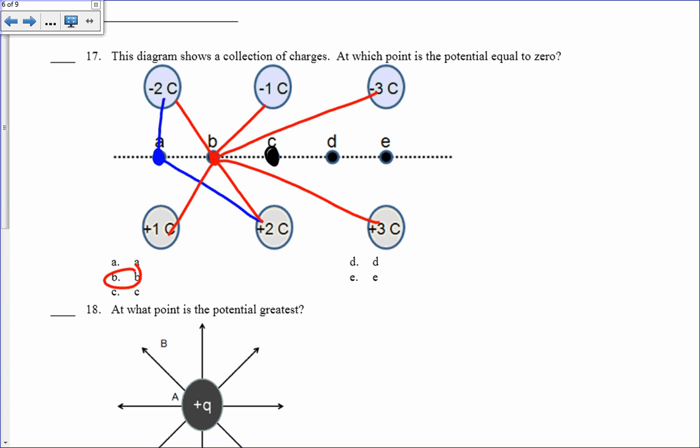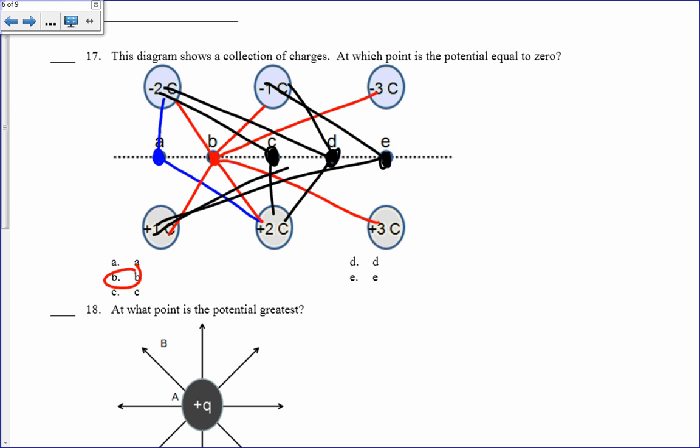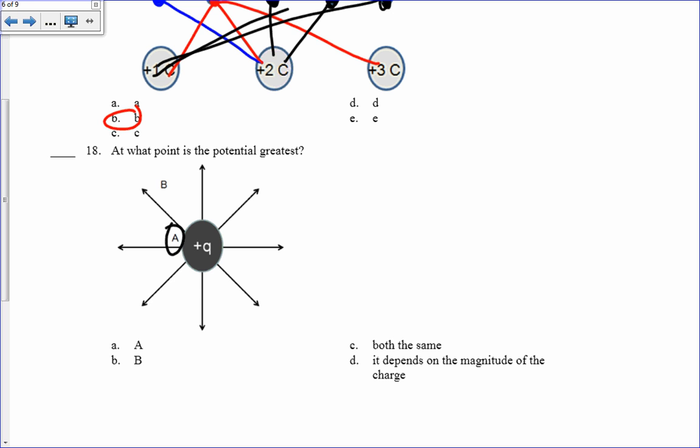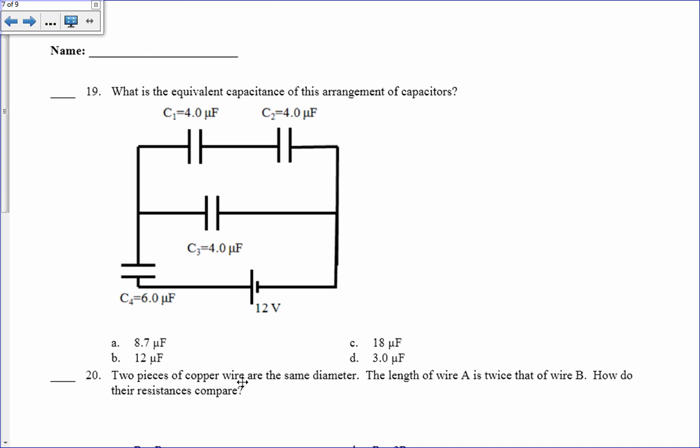For C right here, this distance is not the same as that distance, so those potentials don't cancel. Here, similarly, this distance is not the same as that distance. Likewise, this and this are different distances. And here, in a similar way, this distance is different from that distance. So B is the only one. The potential is greater closer to the charge. V is KQ over R. If R is small, V is big. So A is 18.